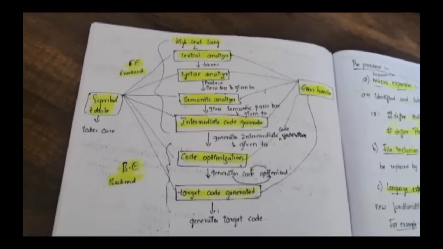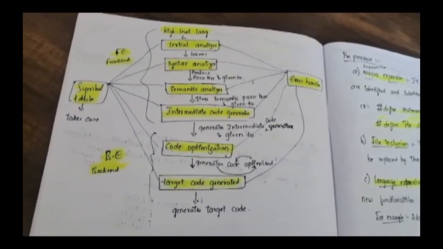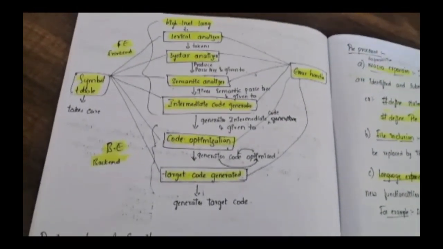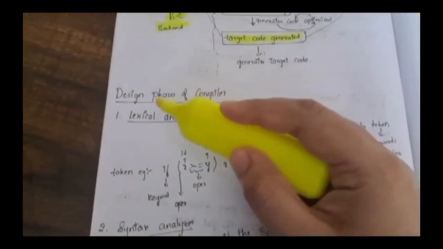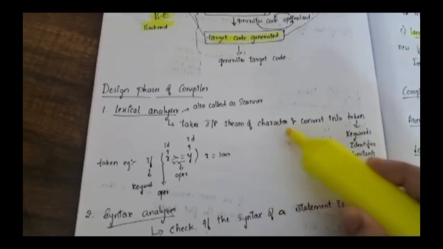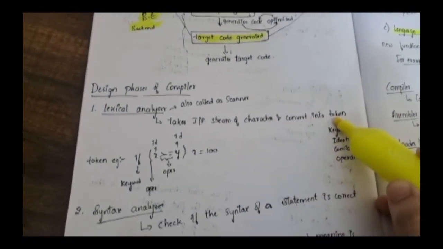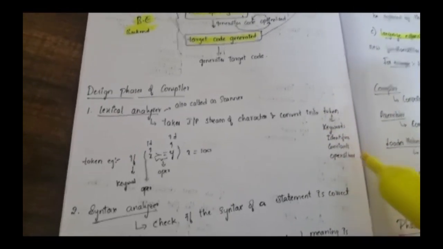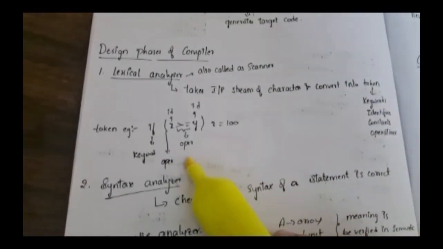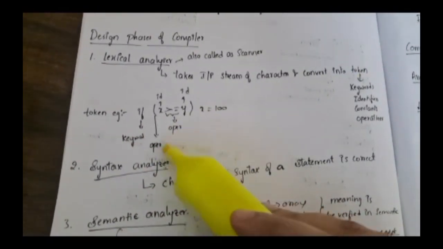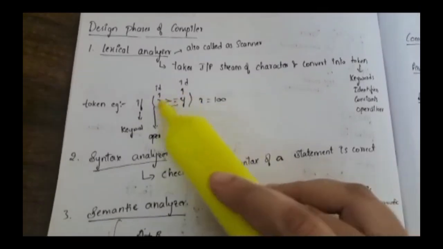Now, what are the lexical analyzer and syntax analyzer? We will be reading them in a brief way. As I've already told, the lexical analyzer takes an input stream of characters and converts it into tokens. Now, what is a token? It may be a keyword, an identifier, a constant, or an operation. Here you have an example. See, it's a keyword, an operator, identifiers.